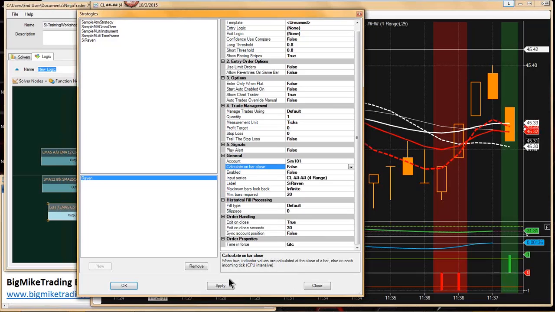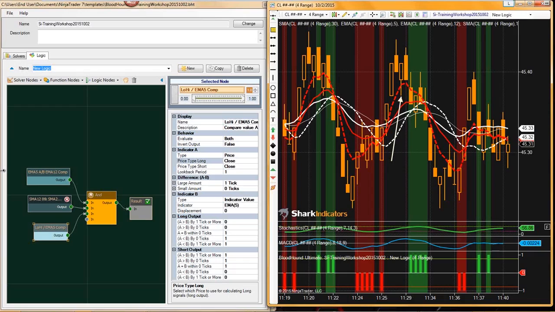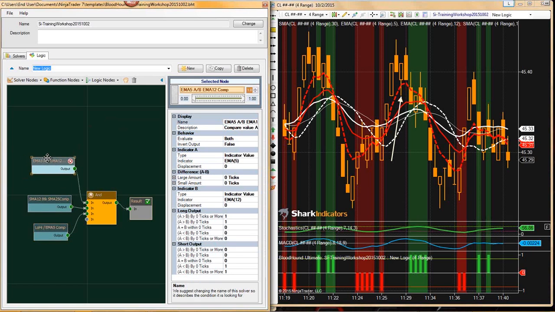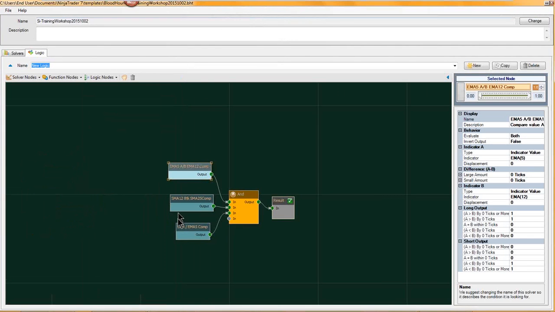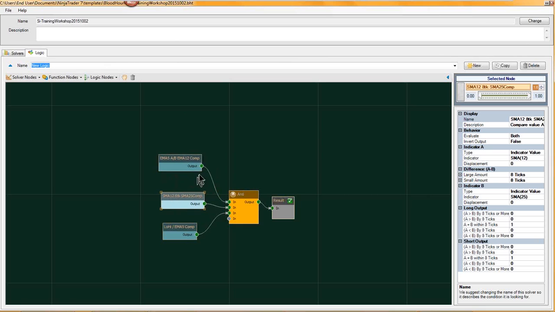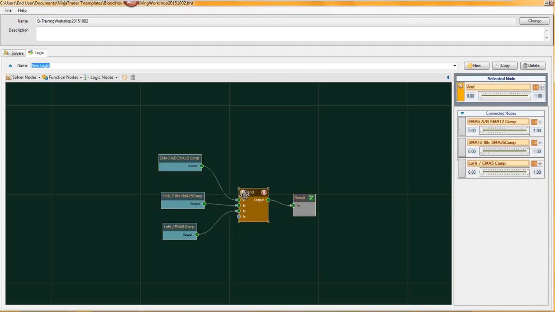So let's get rid of that. Okay, Don's asking, all your boxes come from the solver nodes, function nodes, or logic nodes? Correct, yes. Let's go over some terminology here. Every object on this board we call a node. It's called a node because it has all these little connection points, so you connect one node to another node to another node. This node connection is what builds a system.